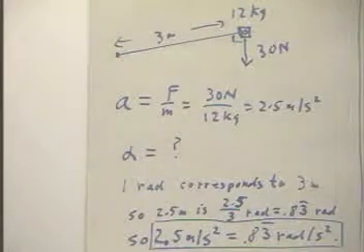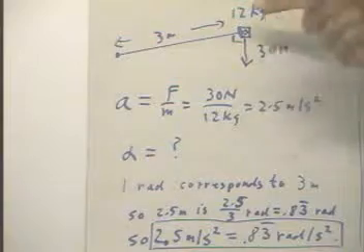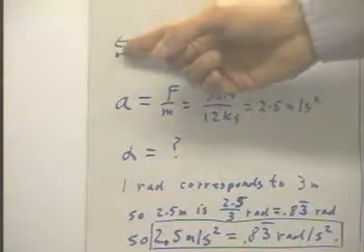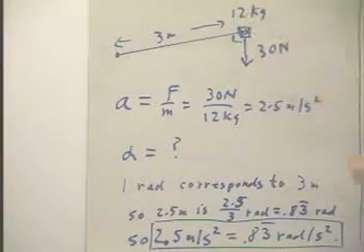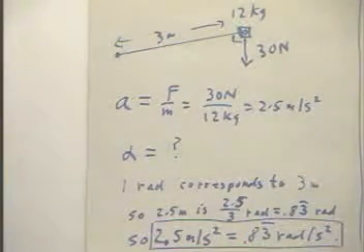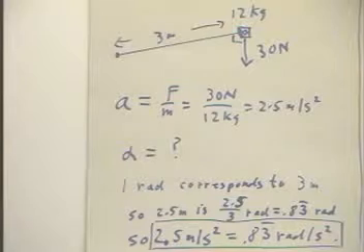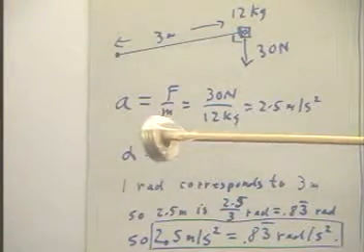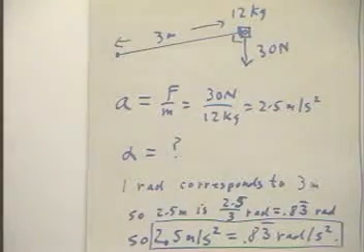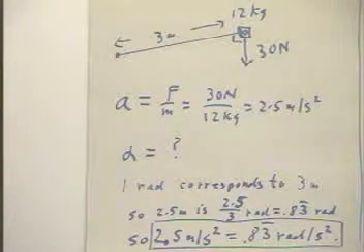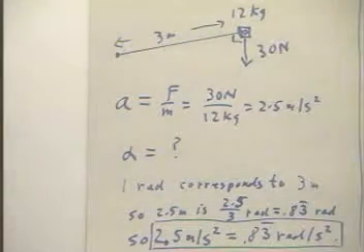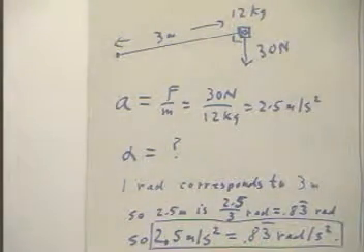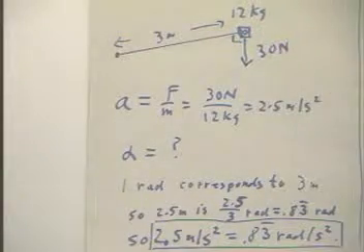Suppose now that we have a 3-meter long massless rod constrained to rotate about this point with a 12 kilogram mass on the end. Now this is very similar to the situation you just saw where we had a mass on the end of a light rod. The difference is that there were masses on both ends of the light rod.